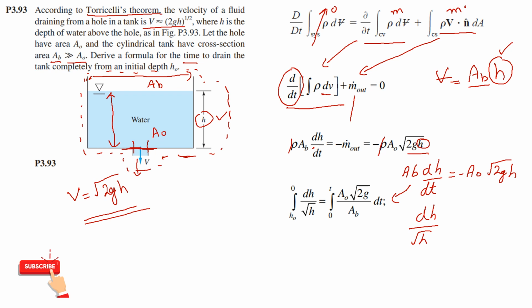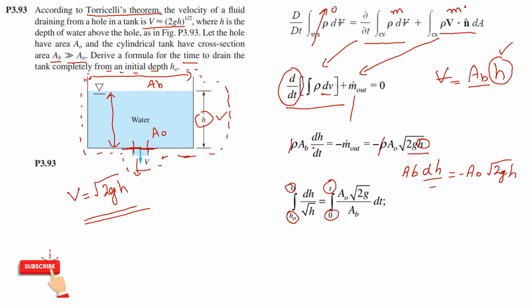This under root h is now shifted to the left hand side in the denominator, and this minus a naught over ab, and this dt will be shifted to here under root 2g and dt. So now what we are going to do is to apply integrals. On the left hand side, the integral will be for this term, from height h naught to 0, and on the right hand side we will apply an integral from time 0 to time t.